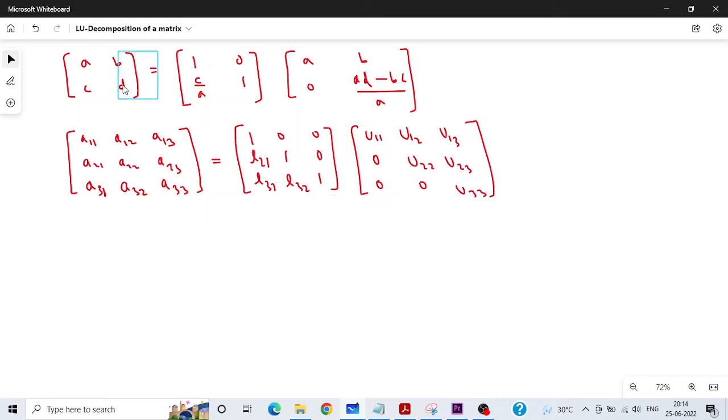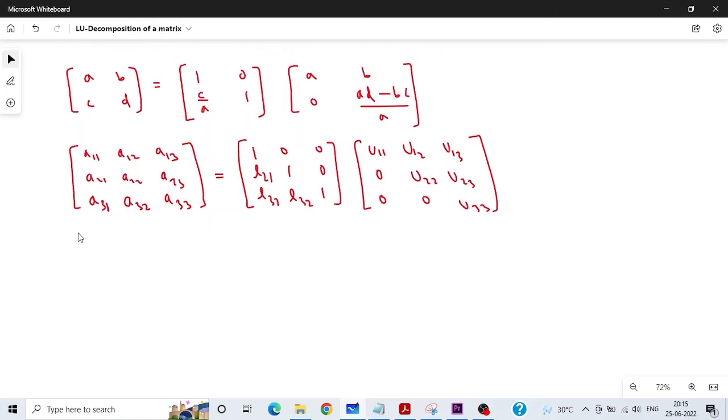Definitely, if one sees the above formula of finding the LU decomposition of a 2 cross 2 matrix, it's easy to understand that if A is 0, then this value C by A won't be defined. Here in the upper triangular, again A is occurring in the denominator. So the answer is: not every matrix A has an LU decomposition, or you can say not every matrix A can be decomposed as a product of a lower triangular and an upper triangular matrix. So now let's see an example of that.